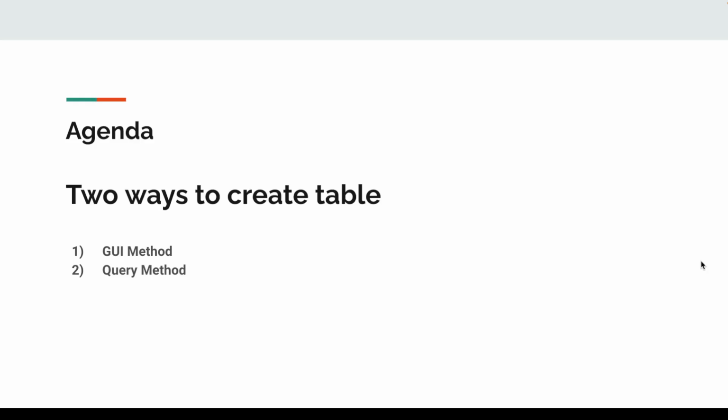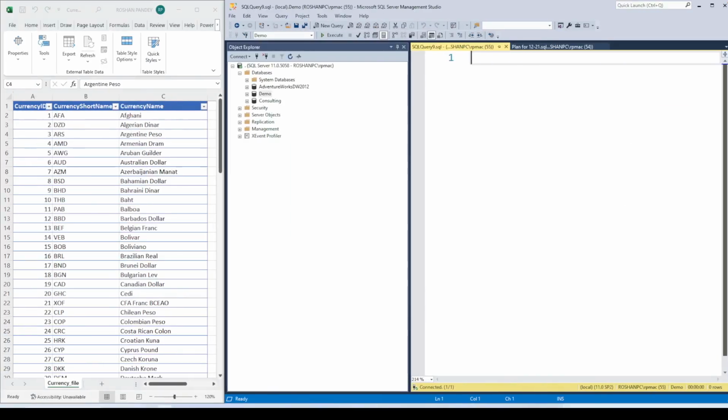There are two ways to create a table in SQL Server. One is by using the graphical user interface, or GUI method, and the other is to write an actual SQL query to create a table. We'll go over both approaches and I'll show you how to create a table. Let's jump into SQL Server and look at it.